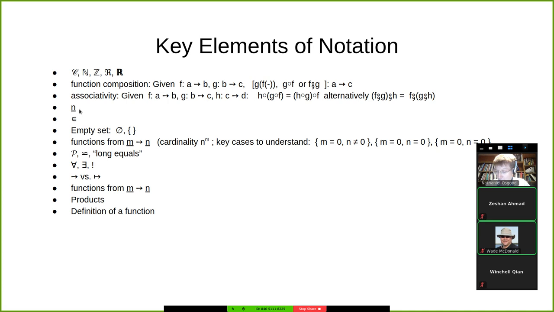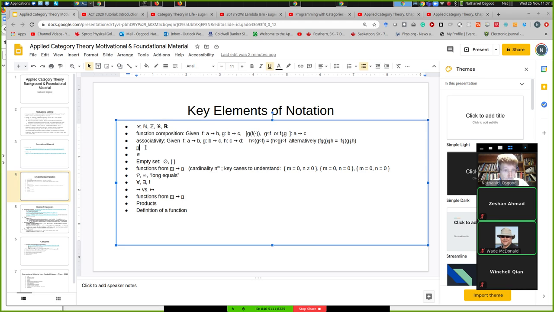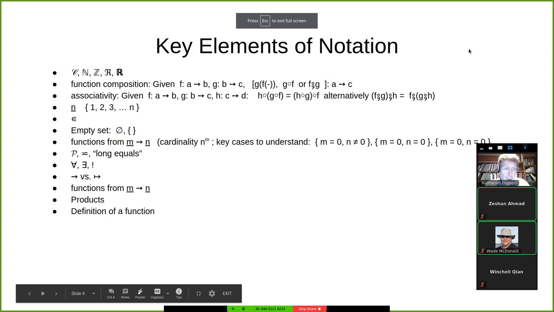So I tend to be more generous with my parentheses. They don't cost anything, which is kind of nice, other than visual space. N underbar is going to denote the set 1, 2, 3, and so on, up to N, okay? And 0 underbar is going to denote the empty set, okay?